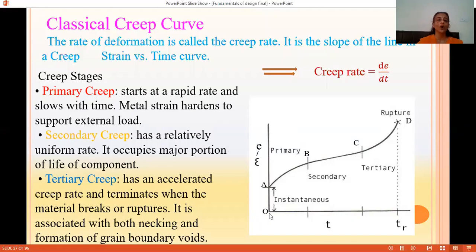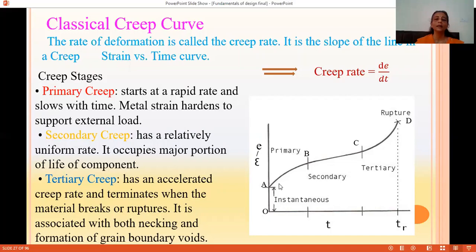Initially it starts from O to A. O to A is an instantaneous elongation or deformation of a component. It means the component is just put into use and not much time has been spent as compared to its whole life cycle. But still there is a deformation of the component in the very beginning of its life, and that is known as instantaneous elongation, which is represented by O to A.